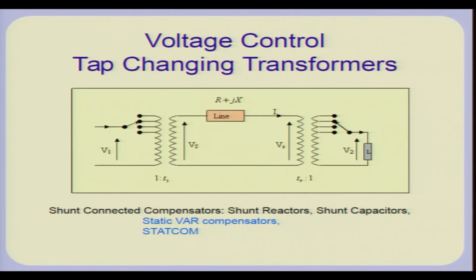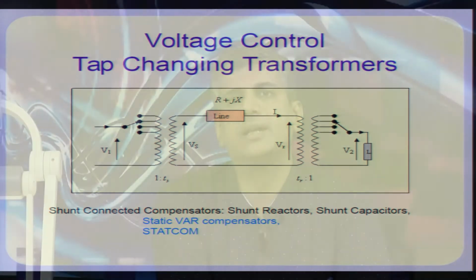Now, the other kind of control is using tap changing transformers. Here it is shown schematically. You can control the voltage at the load or at the sending end by changing the taps of the transformers. You also have shunt connected devices like static compensators, shunt reactors, and shunt capacitors, switched and fixed, which control the reactive power and indirectly control the voltage of a certain bus. In the diagram, I have shown the tap changing transformer.